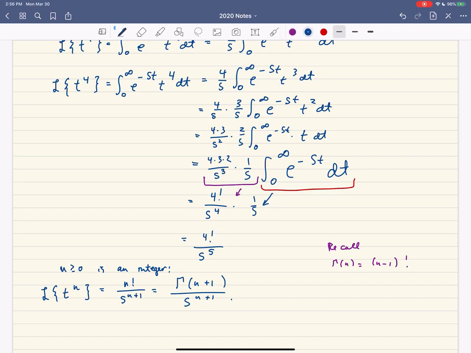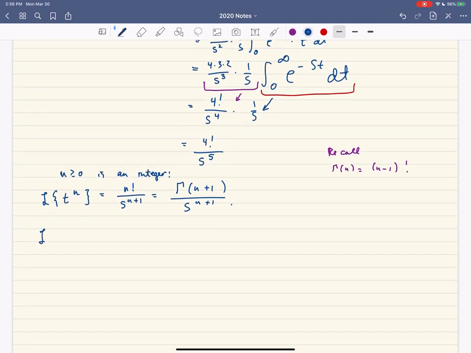The reason why I write this like this is that it's actually true that the Laplace transform of t to the a is gamma of a plus 1 over s to the a plus 1. That's actually true whether or not a is an integer. So if a is really any real number there, this is true. And actually this version of this holds if a is strictly bigger than negative 1.